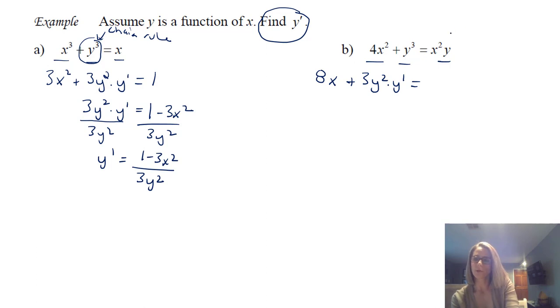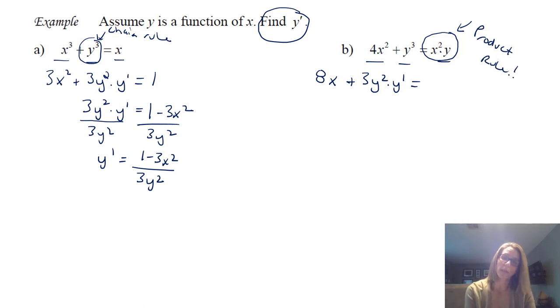The big difference here is that we have an x squared y. And the way you want to look at this is that it's x squared times y. That's what it is, x squared times y. So can you guess what rule we are going to need? The product rule, because of the multiplication.